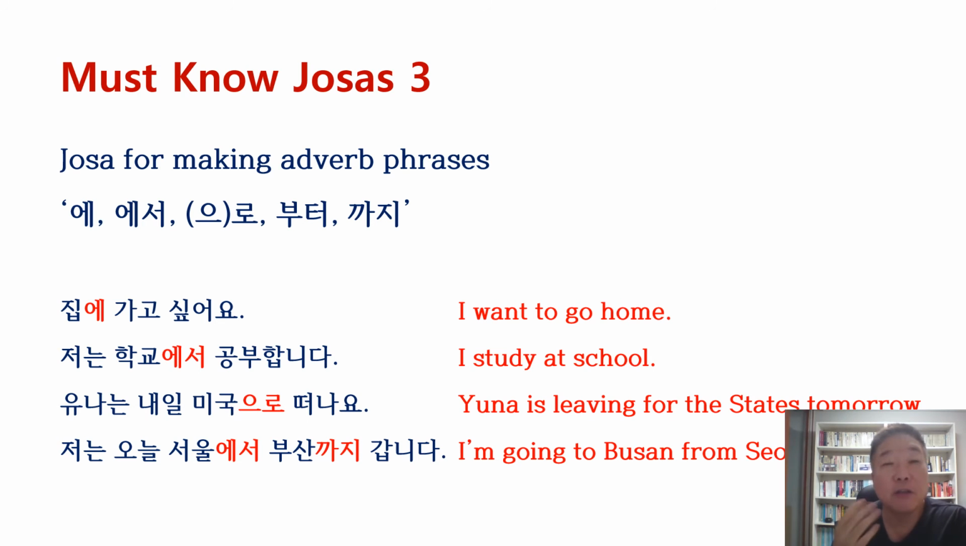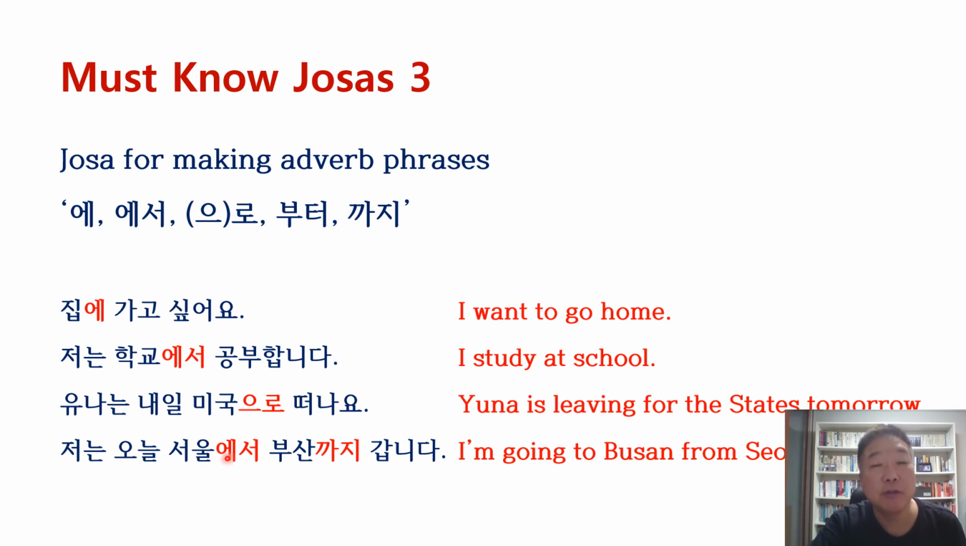The josas for making other adverb phrases. Well, look at the sentences. 집에 가고 싶어요. 집에. 에 is 조사 and 집에 is the adverb phrase. It tells where. It means the location. So it's the adverb phrase. And the next one, 저는 학교에서 공부합니다. 학교에서. 에서 is 조사. 학교에서 means at school. 에서 tells you the location. 유나는 내일 미국으로 떠나요. 미국으로. 으로 means the direction. And 미국으로 is the adverb phrase. So 으로 is also a 조사.